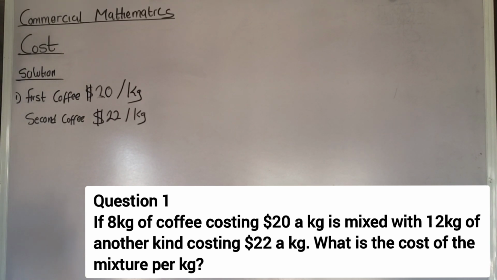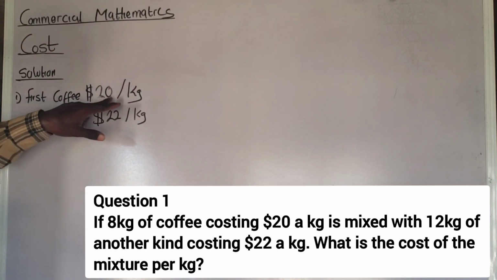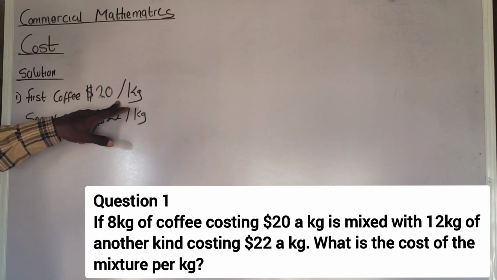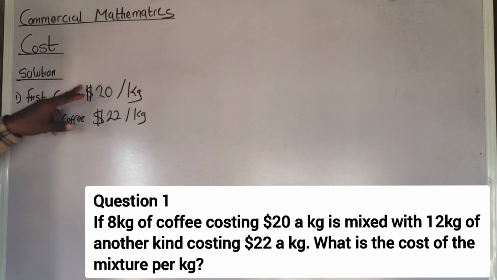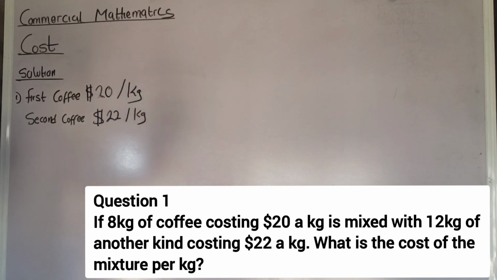Okay, now we want to determine the cost of the mixture. Before we can find the cost of the mixture per kilogram, we first have to determine the total cost of both. The total cost will be the cost of the first coffee and the cost of the second coffee. Don't forget that the first coffee is 8 kg. If the first coffee costs $20 per kilogram, then for 8 kg, I'm going to have 20 multiplied by 8. That will be the cost for the first coffee.